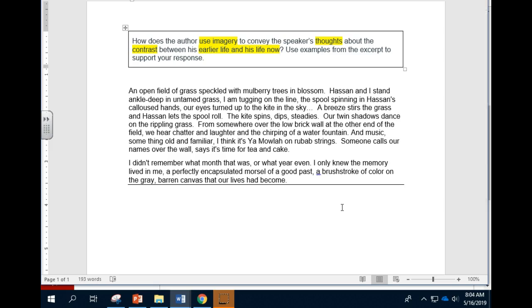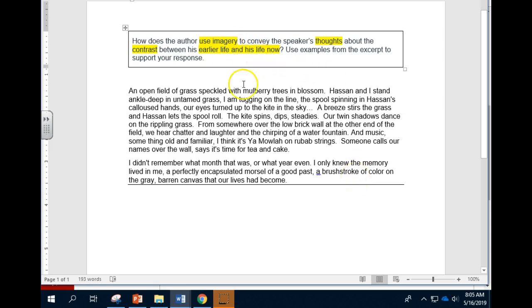All right, so hopefully you just read this text. I'm going to go through a little bit of it with you. Here's what I noticed when I read it. This whole first part is about his earlier life. And the contrast comes up in this last part. This second paragraph is about his life now.